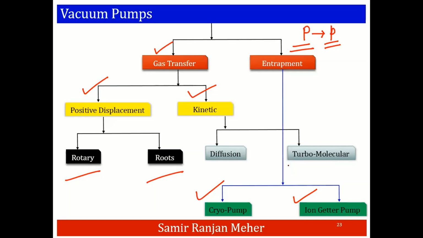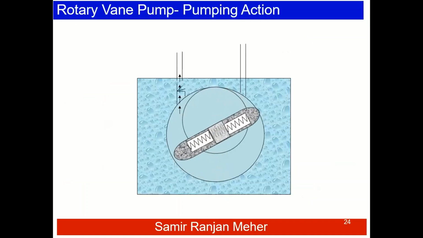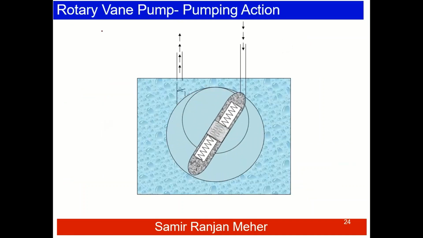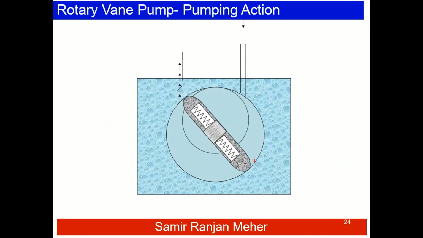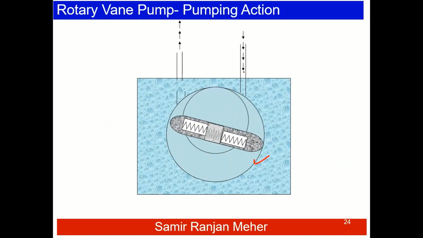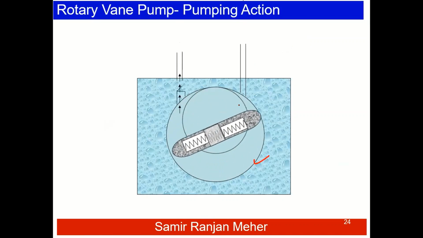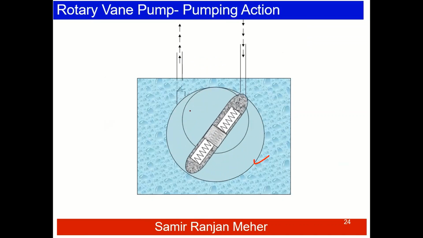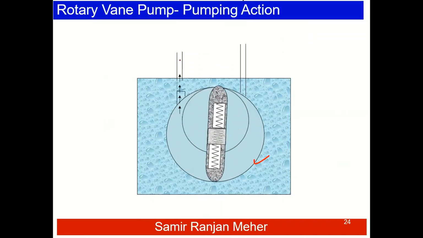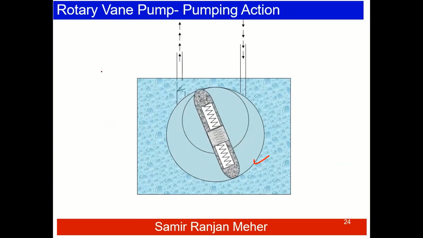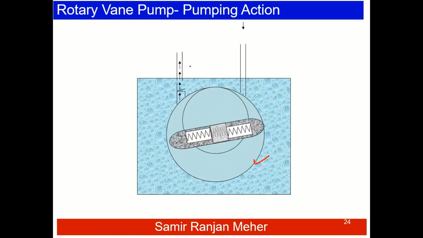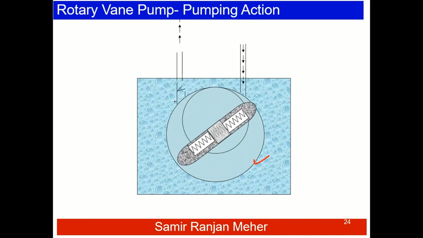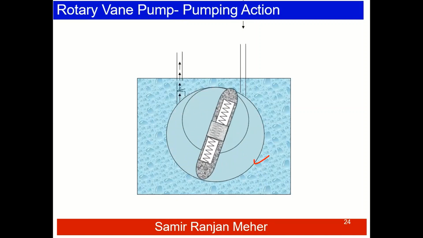As the name suggests, it falls in the positive displacement category. This is an example schematic of the rotary pump working mechanism. Here we have the rotor, and this is the stator. The gas enters from here, and gradually through the motion of this rotor, it is adjusted out and vented to the atmosphere. So mechanically, we are taking the gas away from the chamber to outside. That is why it is called the positive displacement type of pump.